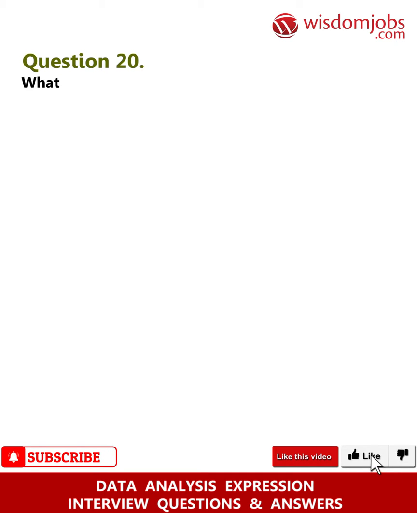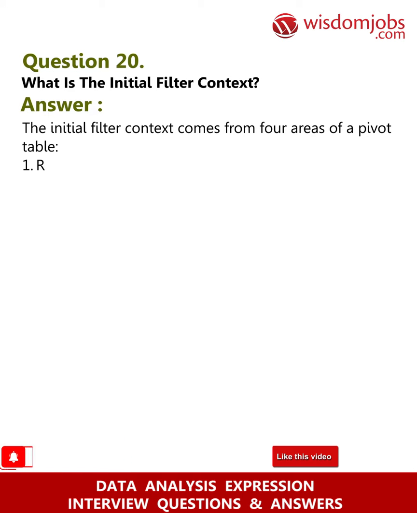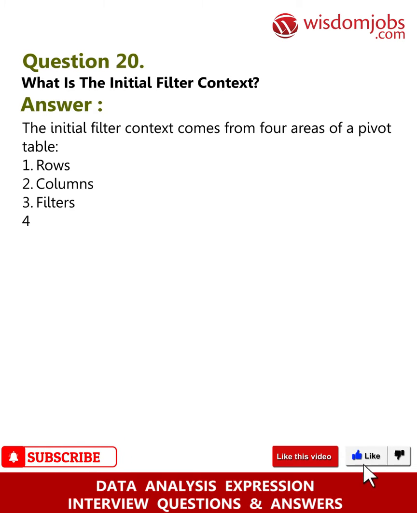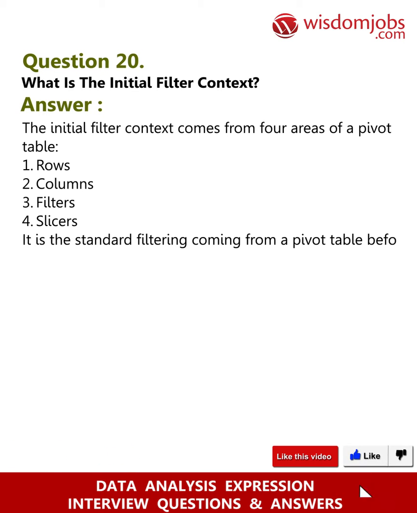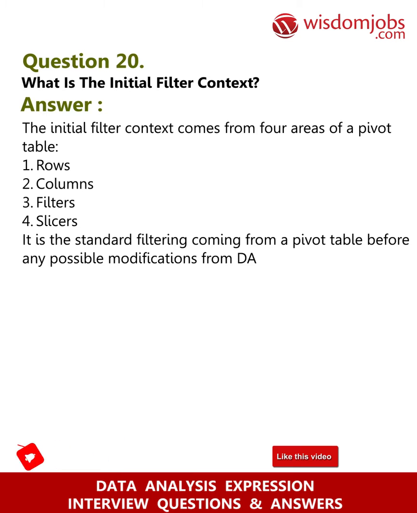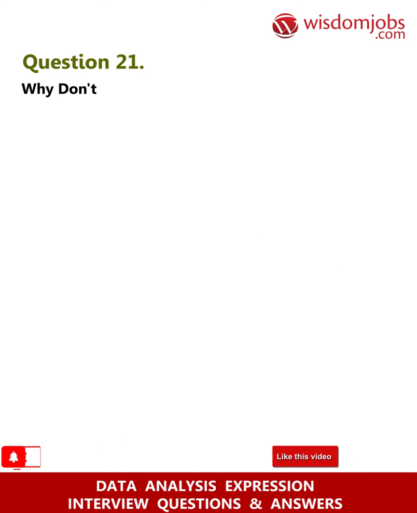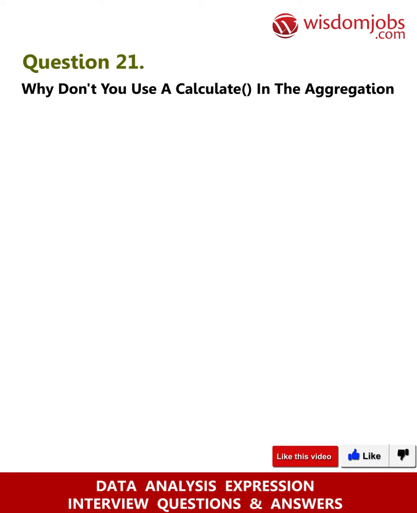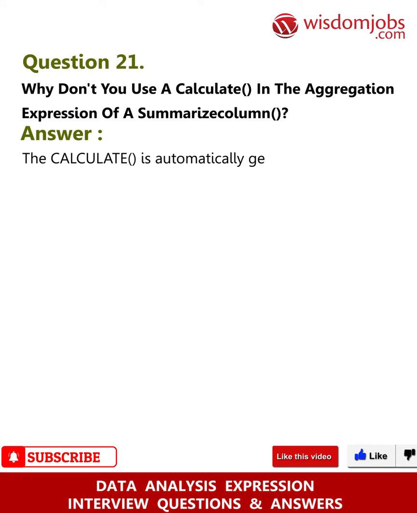Question 20. What is the initial filter context? Answer. The initial filter context comes from 4 areas of a pivot table. 1. Rows. 2. Columns. 3. Filters. 4. Slicers. It is the standard filtering coming from a pivot table before any possible modifications from DAX formulas using CALCULATE. Question 21. Why don't you use a CALCULATE in the aggregation expression of a SUMMARIZECOLUMNS? Answer. The CALCULATE is automatically generated.